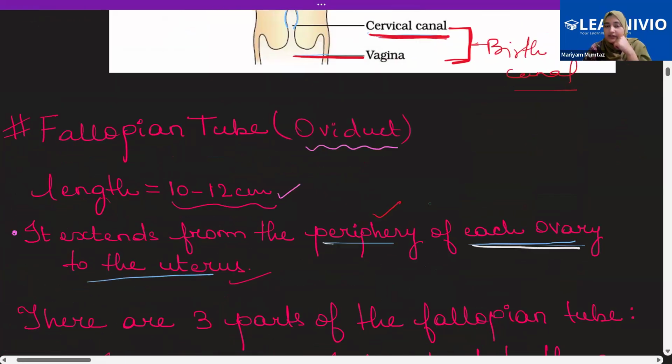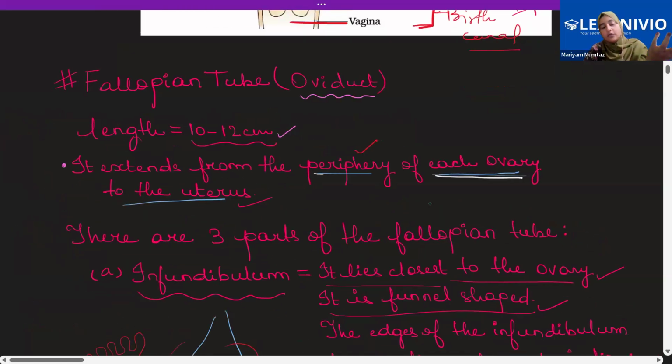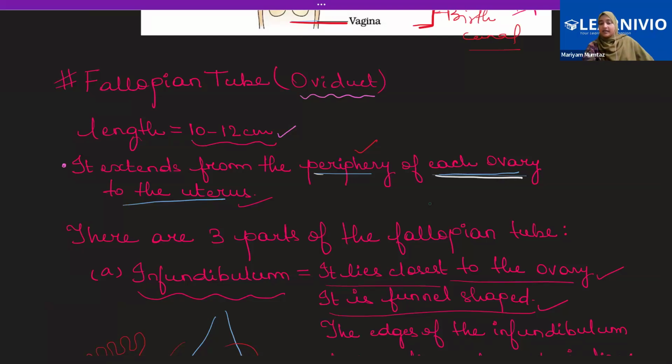So now talking about the fallopian tube, which is also called the oviduct. It is 10 to 12 centimeters in length and it extends from the periphery of the ovary to the uterus, meaning from the peripheral cortex portion up until the uterus.